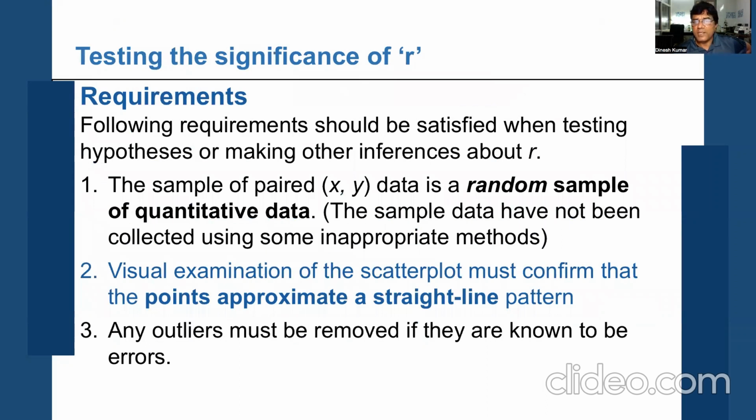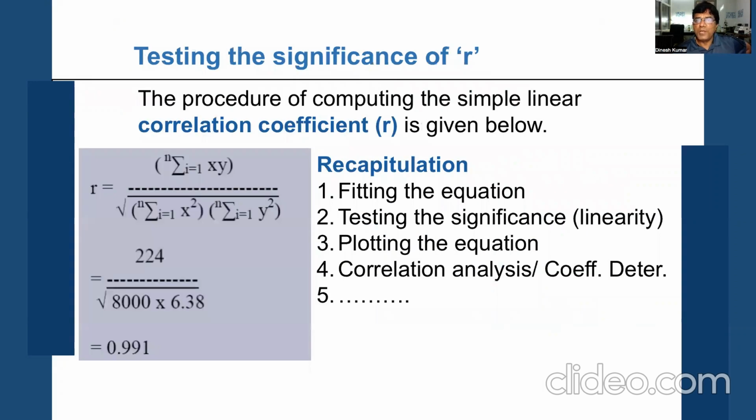Now, how to test the significance? The procedure of computing the simple linear correlation coefficient is given below. Just to recapitulate: first, you fitted the equation and found the values of A and B. Then you tested that equation for linearity, for significance, whether the regression is significant or not. The third step was plotting it, making a chart, graph or line. And then you are doing correlation analysis and the coefficient of determination.